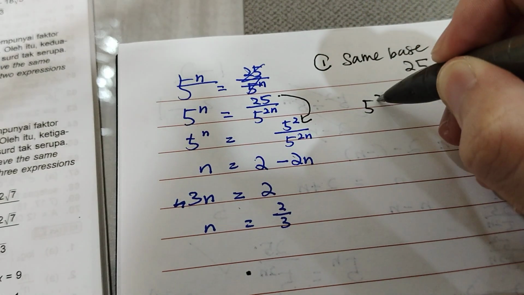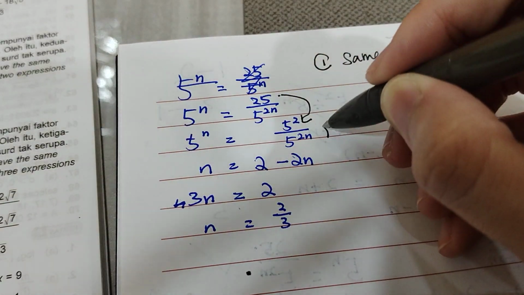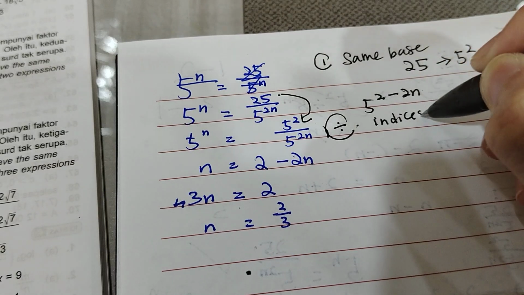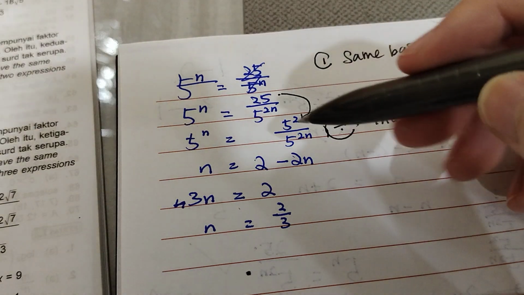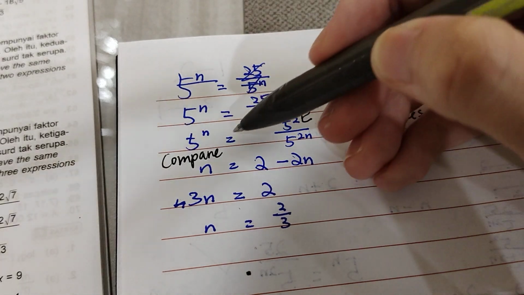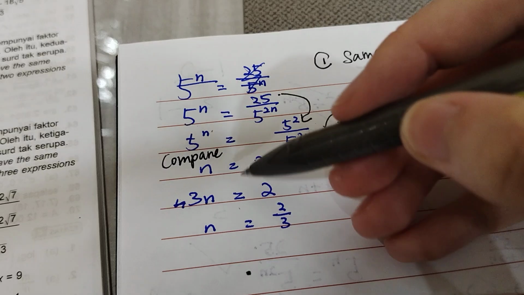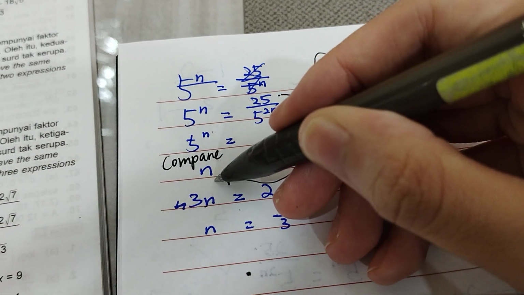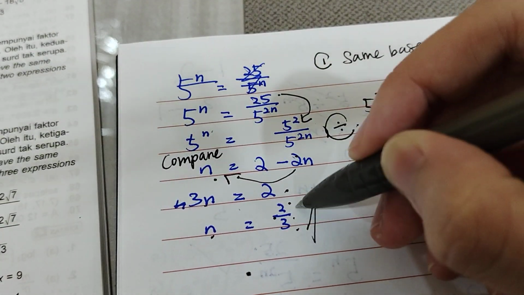And then over here, 5 power 2, you minus off 2n, because this is a divide relationship. Meaning when it comes to indices, it will become minus. So then you do comparison, where you compare purely just the indices. So n equals 2 minus 2n, as we wrote here. Just do your simple algebra, throw this over there, you get 3n because negative turns into positive. You get 2, n equals 2 divided by 3. That is your final answer.